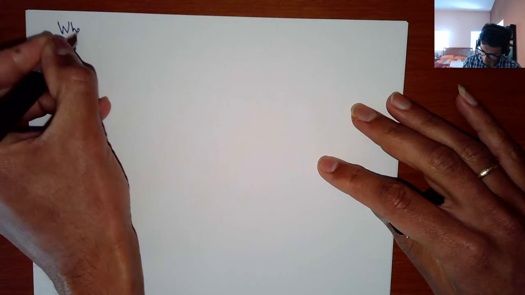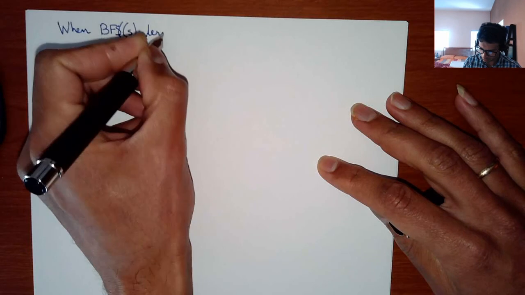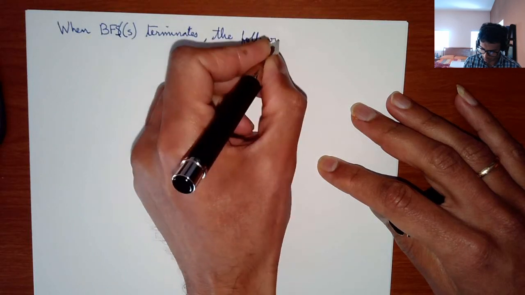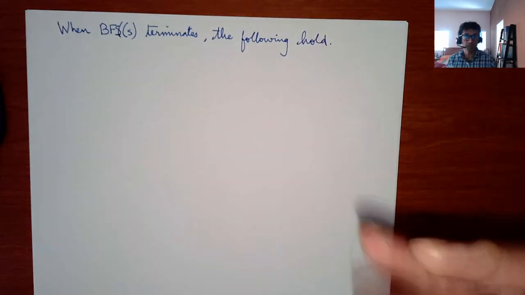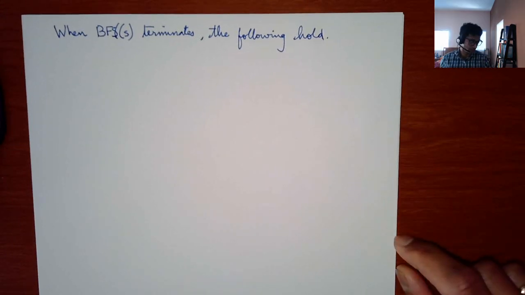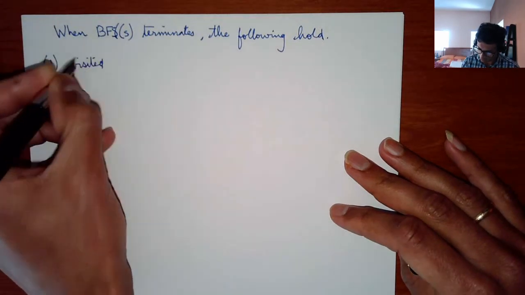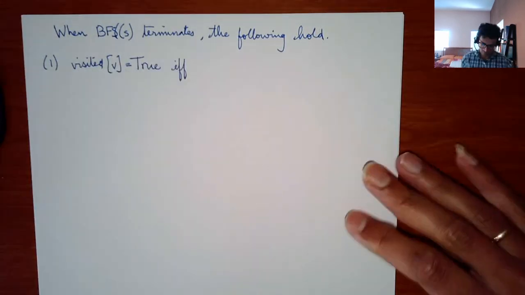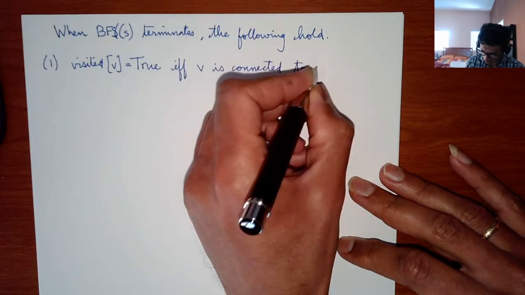So when BFS of S terminates, the following hold. One has to prove these mathematically. I'm just stating them, and then in the next lecture maybe we'll discuss a little bit about how to prove these statements. First, visited of V is true if and only if V is connected to S.